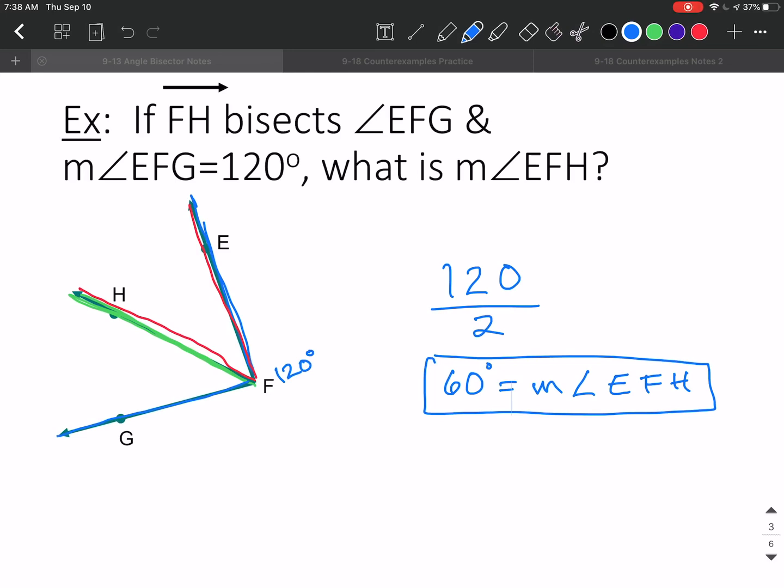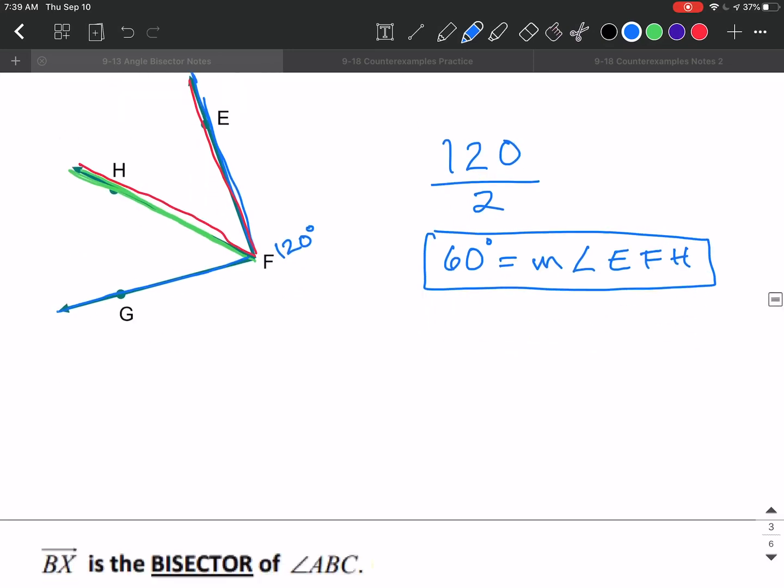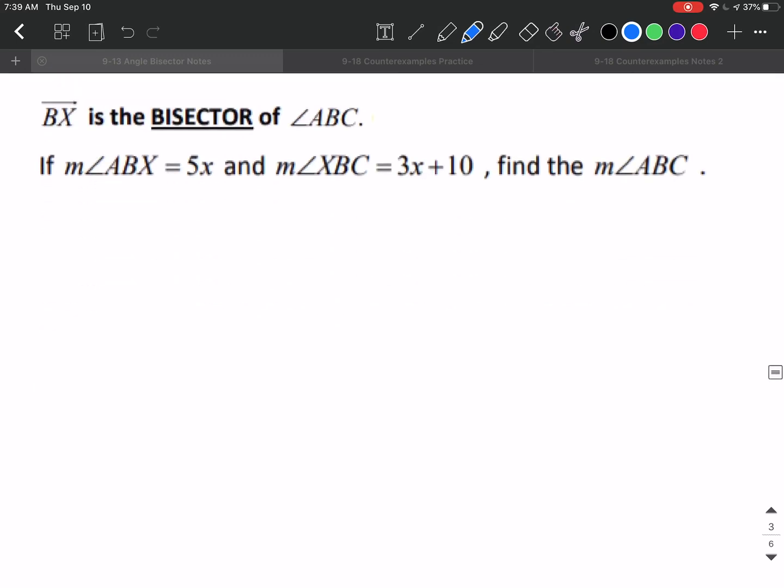We're going to have 3 more. Now it's letting me know that ray BX is the bisector of angle ABC. If it's not done, we want to draw that picture for us. So I'm just going to draw angle ABC, and I know my bisector is BX.